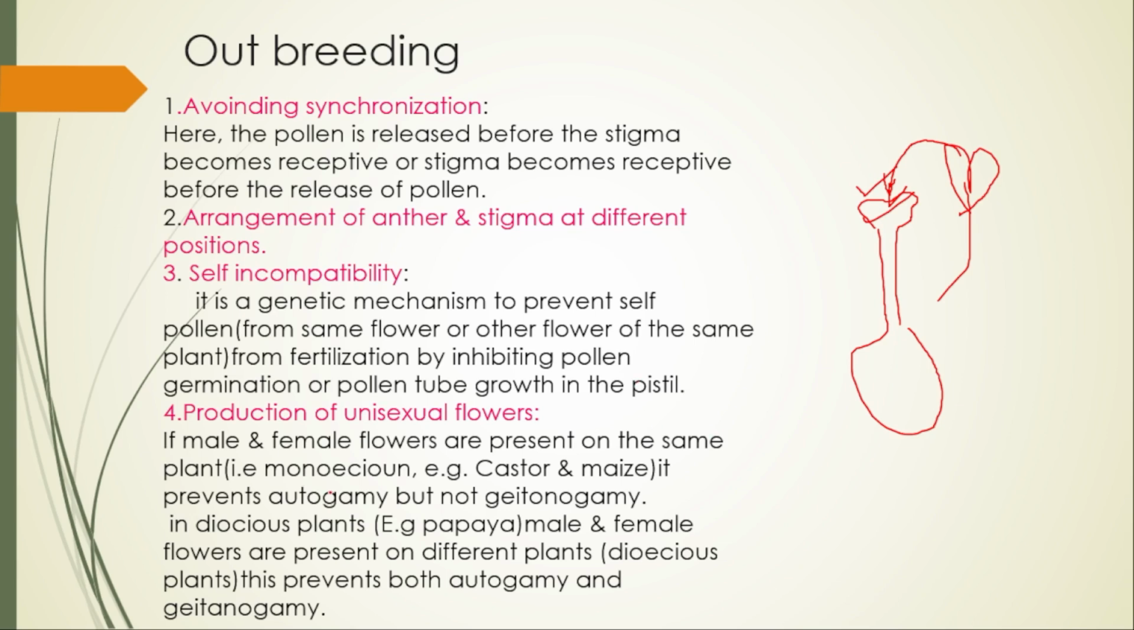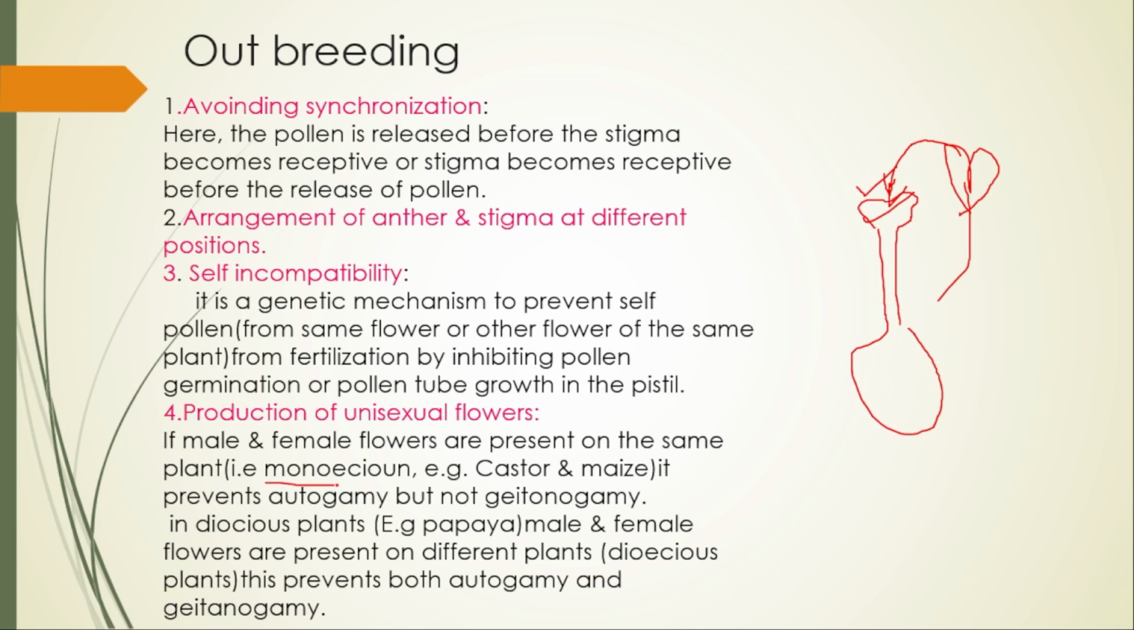Usually what happens? If the male and female flowers are present on the same plant, that is monoecious. Best examples you can say are castor and maize. They prevent autogamy but not geitonogamy. Monoecious: male and female flowers are present on the same plant.